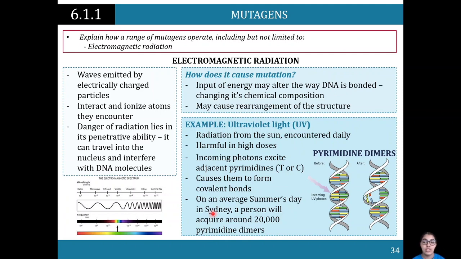There are lots of mutations that occur, but we do have our own repair systems that repair some of these changes. We'll talk about what happens if those changes aren't repaired. But this is the first mutagen that we look at, electromagnetic radiation.